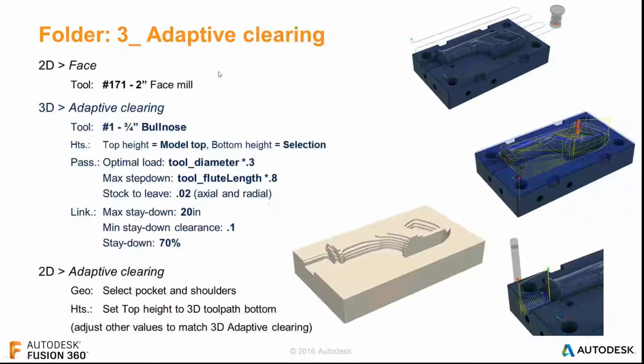Using adaptive clearing, we're going to do a quick 2D face operation to skim the top. Then we're going to look at some 3D adaptive clearing for this surface around the model, but not the little pocket at the end. And then we're going to look at doing some 2D adaptive clearing for this section here.